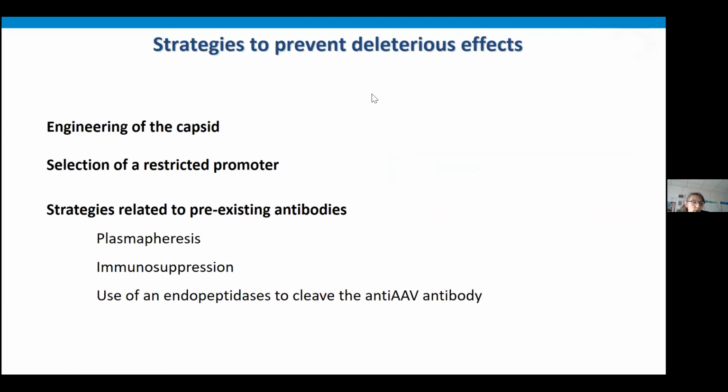There are a number of strategies, and I already talked about that a little, that could prevent the deleterious effects. You can engineer the capsid. You can select a specific promoter. And then regarding the pre-existing antibodies, more researchers are working on defining a strategy that will allow re-injection of the vector. Also with AAV, we have a long-lasting effect, with observation of more than one decade of efficiency.